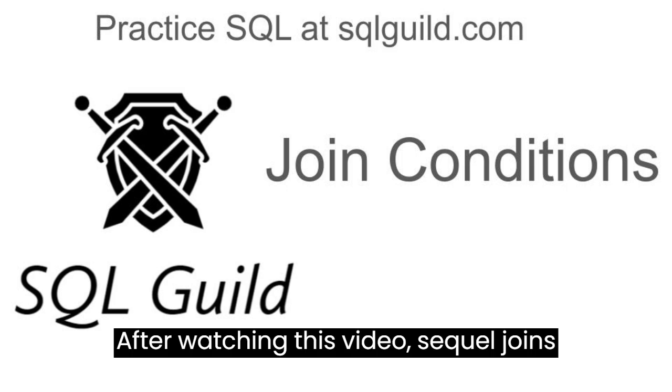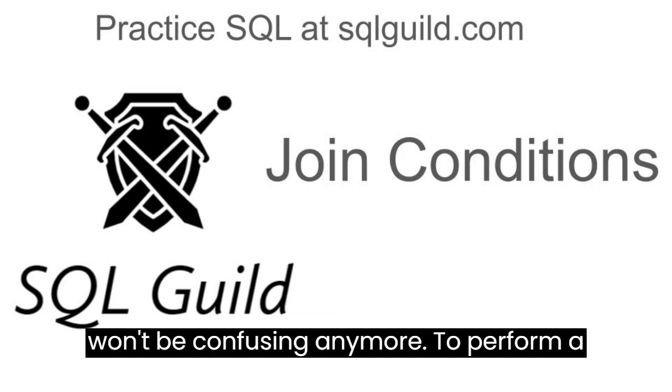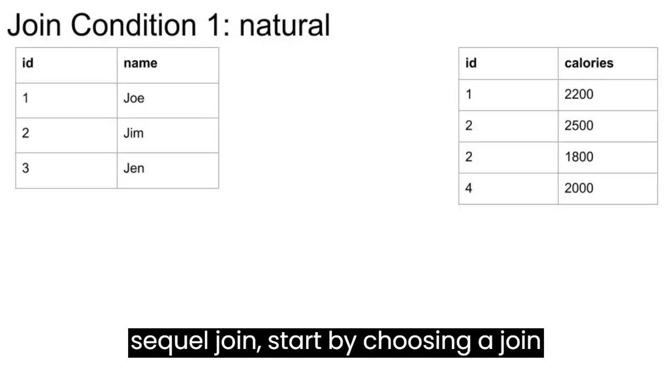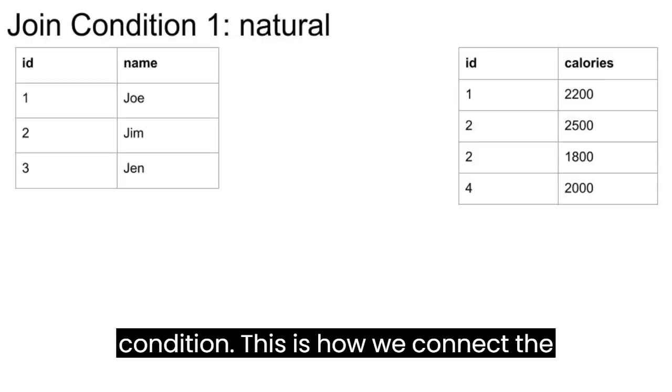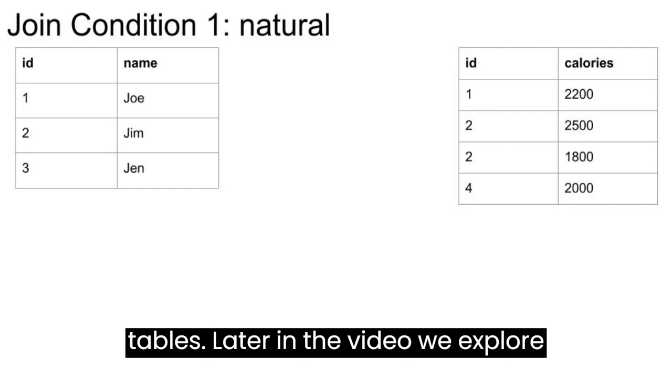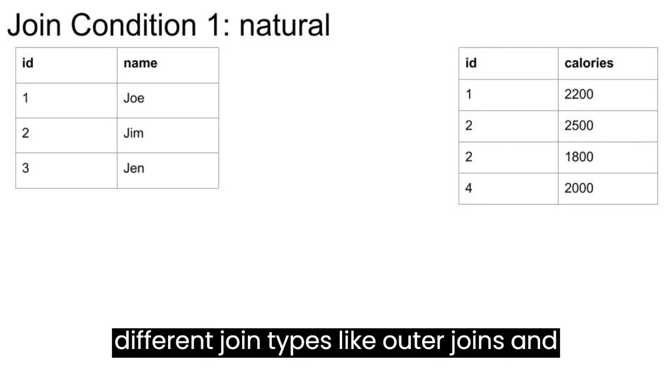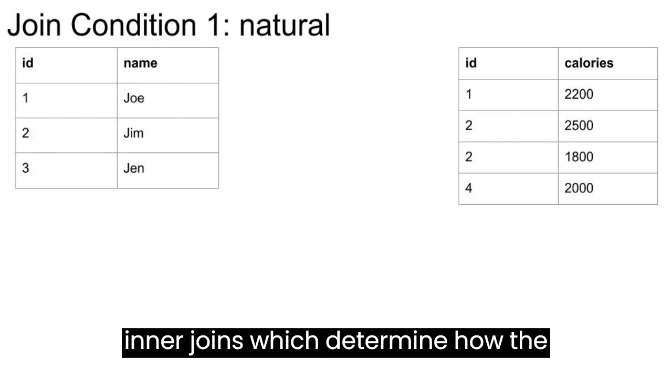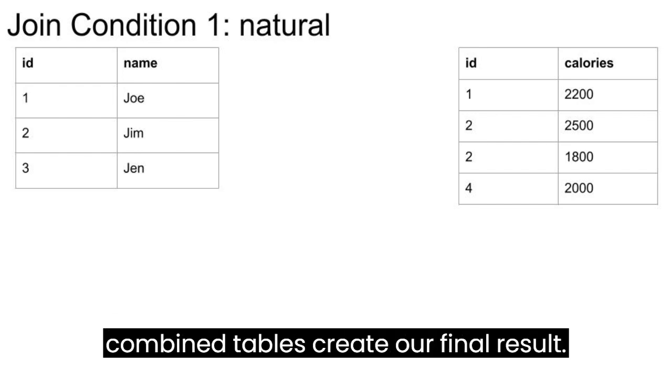After watching this video, SQL joins won't be confusing anymore. To perform a SQL join, start by choosing a join condition. This is how we connect the tables. Later in the video, we explore different join types, like outer joins and inner joins, which determine how the combined tables create our final result.